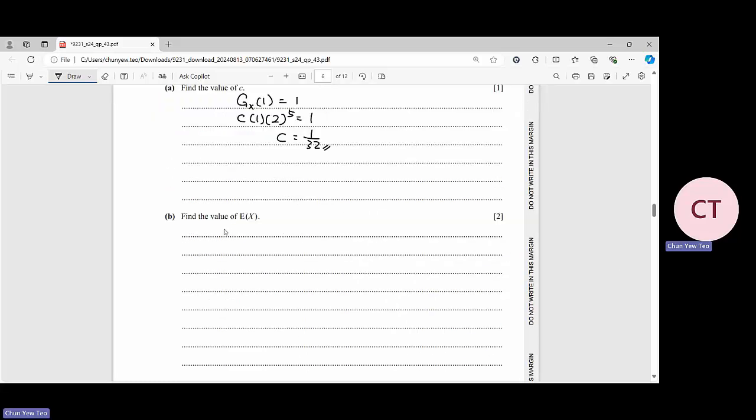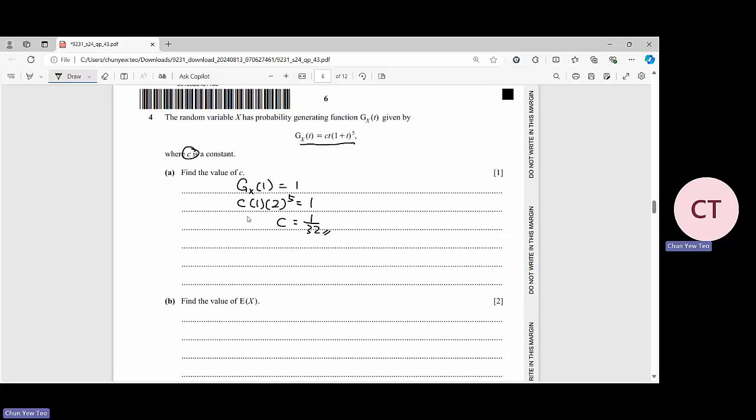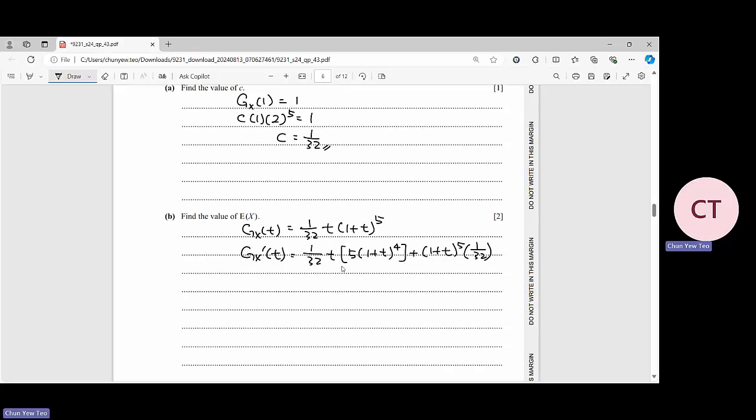Now to find part B, that is E(X), which means G prime of 1. We need to find G prime first. We write G(x) as 1 over 32, since we found C as 1 over 32. To find E(X), you need to differentiate this: keep the left, differentiate the right, plus keep the right, differentiate the left. Here I think we can just factorize it. We get 1 over 32, (1 plus t) to the power 4, times (5t plus t, 1 plus t).